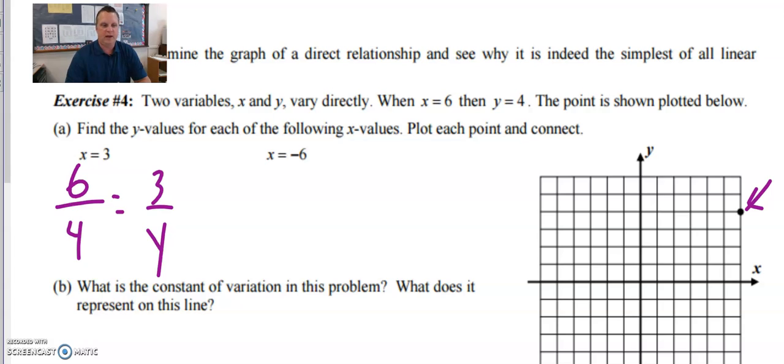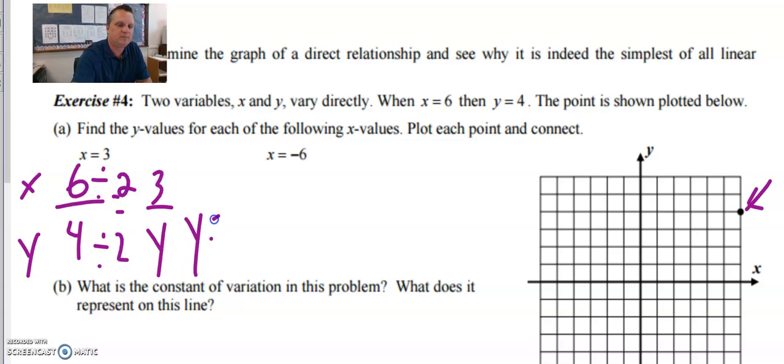So I did x over y. Just make sure these are x's and these are y's. You can't mix it up. You can't put one x in the top and one y in the top. You can cross multiply and solve if you want, or if you see that 6 divided by 2 is 3, therefore 4 divided by 2 is 2. So my x is 3 and my y is 2. There's your other point.